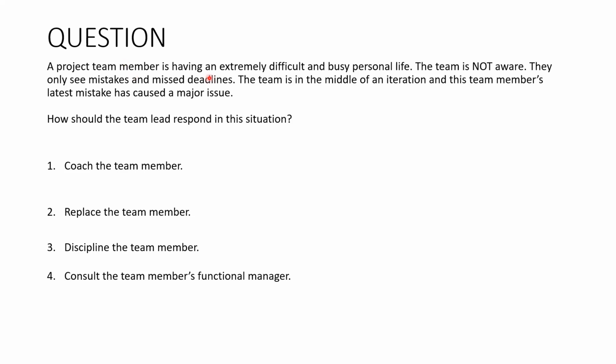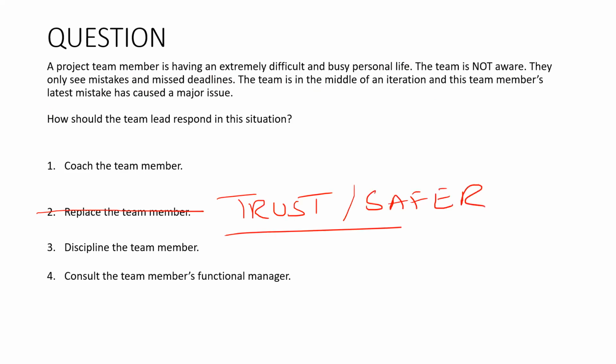A project team member is having an extremely difficult and busy personal life. The team is not aware. Why should the team be aware? They only see mistakes and missed deadlines. So, emotional intelligence, right? The team is in the middle of an iteration and this team member's latest mistake has caused a major issue. Should you be angry with him? Not at all. Anger is not permitted and can never be the right solution, nor is replacing the team member because of an issue. If you do this, trust, what we call a safe environment in Agile, will never exist. It will be gone.